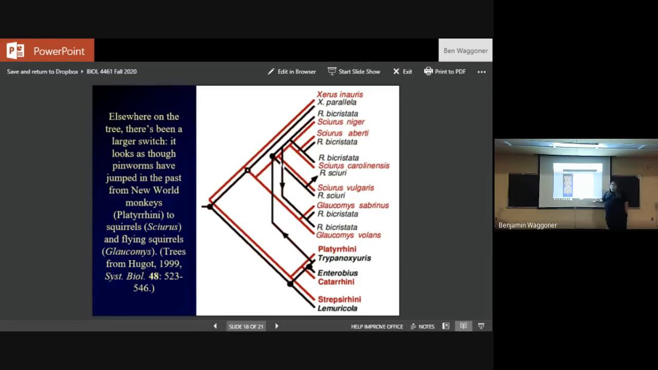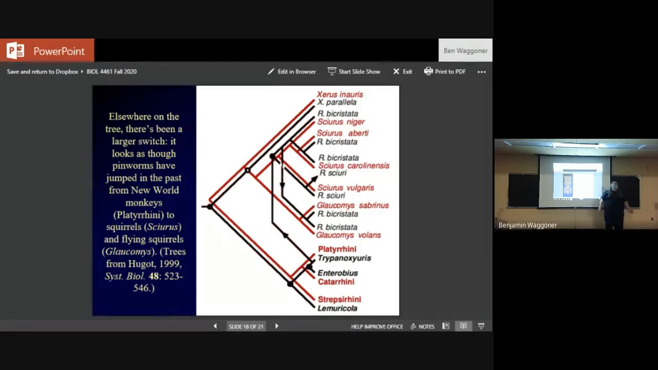And somehow, some monkey parasite managed to make a jump into these squirrels, where it says Sciurus niger, the black squirrel, Sciurus carolinensis. I think that's our common dog chew toy squirrel. Right, you know the one, that's our common commit suicide by running in front of your truck squirrel. They're parasitized by parasites that are most closely related to South American monkey parasites.